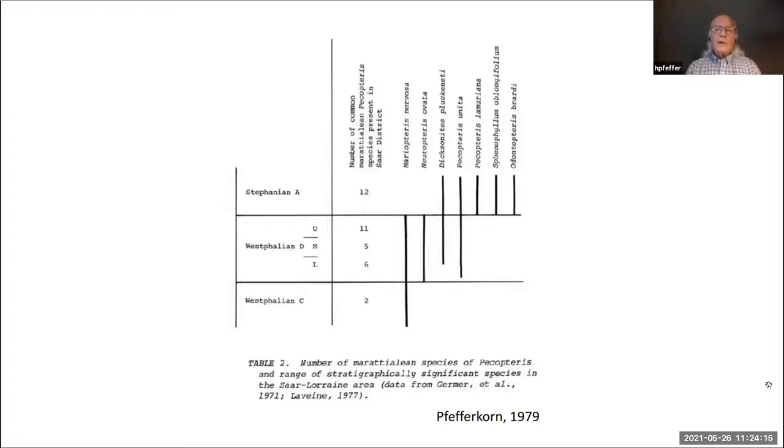At the same time, there were, of course, ranges that were available, and to delineate the Westphalian C, Westphalian D boundary, Neuropteris ovata was the best one. In the Illinois Basin, there was also Odontopteris bradyi and Sigillaria bradyi available. Next slide, please.